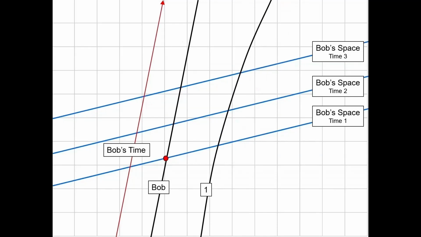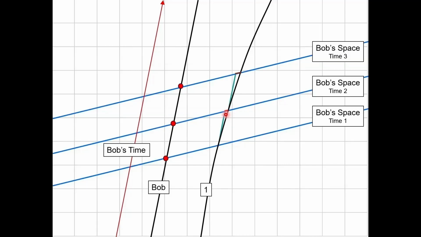Now let's look at the same situation with the difference that world line number 1 is no longer a straight line. Again, we look at what happens between time 1 and time 2. So in this time interval over here, we see that the distance between Bob and particle 1 grew by this red segment over here. So it has a certain speed away from Bob.